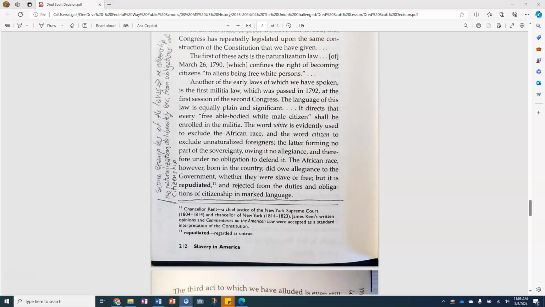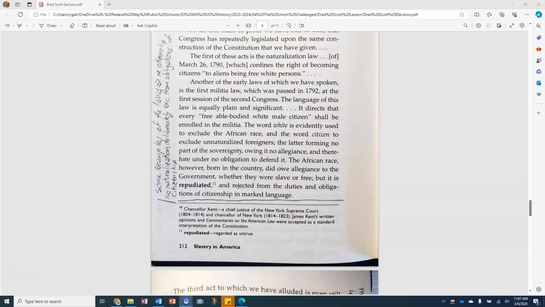The word white, the African race, however, born in this country, did owe allegiance to the government. So he says, because now we're dealing with folks, he's assuming everybody's born here, that everybody was obeying that 1808 law, right? Or 1808 mandate from the Constitution. You and I both know that's malarkey. But he's going to pretend like nobody's breaking the law and importing slaves directly from Africa.